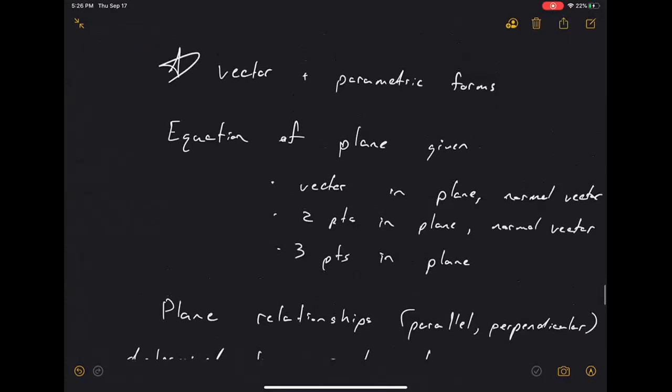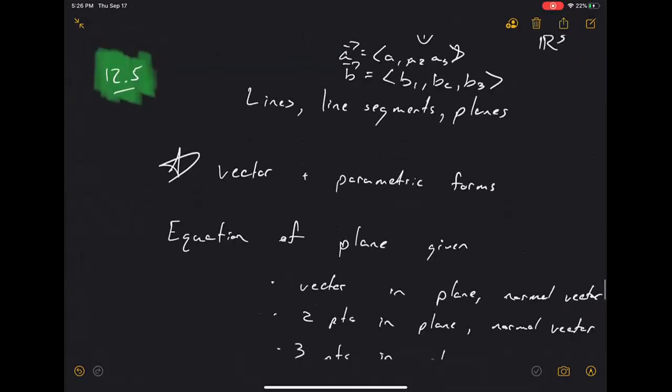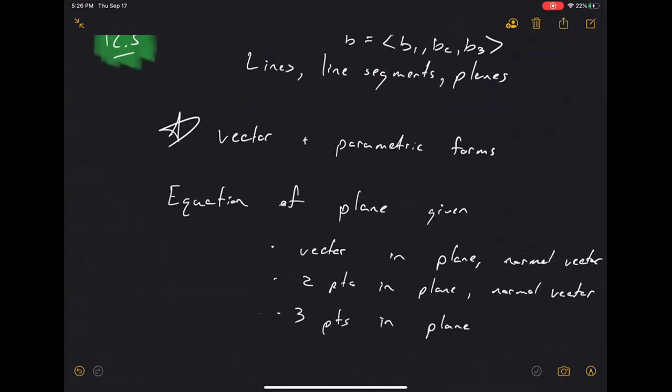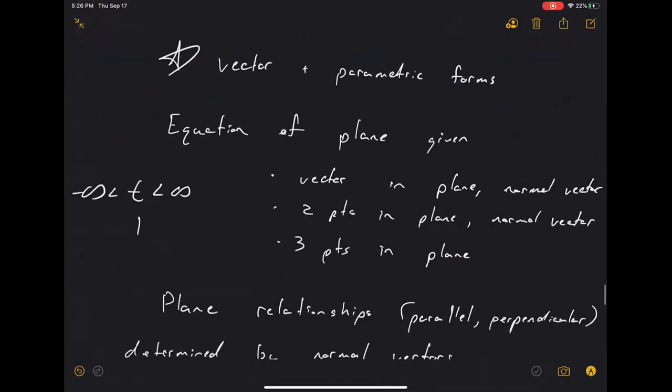An example, you need to be able to write equations for lines and line segments. So remember, for lines, your parameter can range between positive infinity and negative infinity. For a line segment, maybe your t only ranges between 0 and 1. Okay, so be able to work with that.